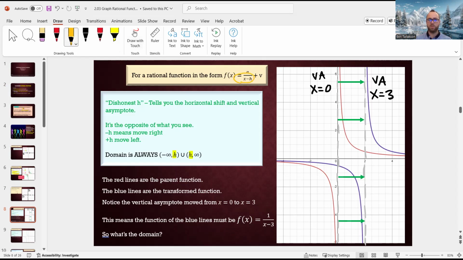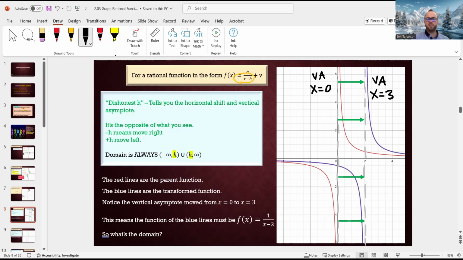Look at what we start with. We start with the denominator of x minus h, right? So if we have x minus 3, the question you're really asking yourself is, what did we have to put in here to get this? Well, 3, right? Because negative times positive is negative. Okay, that's why it's the opposite.